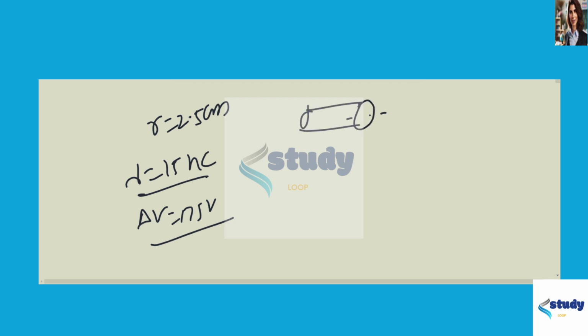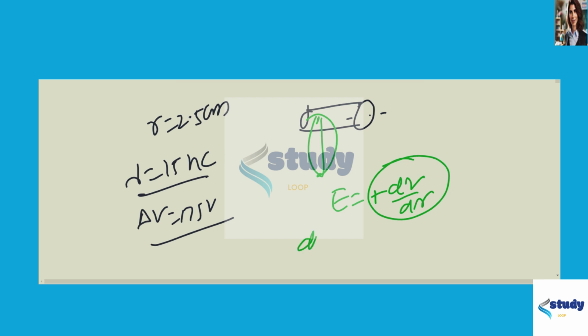Okay, so we know that this is a very long cylinder. So if we place it at a surface and at some point, we know that delta V will be nothing but, we know that E equal to minus of dV upon dr, right? So if we consider only magnitude, then dV equal to E dot dr, right?